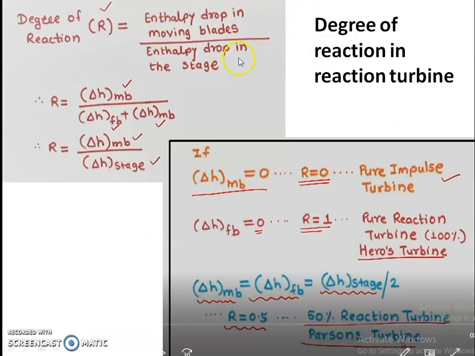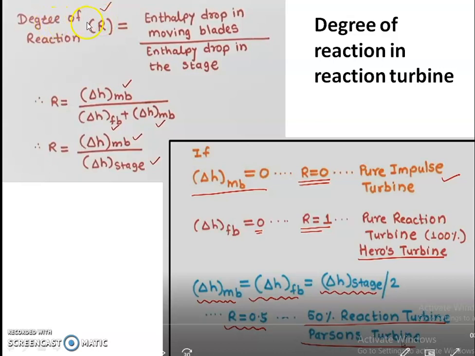Next, very important for the Parsons turbine, the degree of reaction in the steam reaction turbine is very important. The degree of reaction is defined as the enthalpy drop in the moving blade divided by the enthalpy drop in the stage. There is 50% enthalpy drop in the nozzle section and 50% enthalpy drop in the moving blade. Finally we get the del H stage for the reaction turbine, with 50% pressure drop in the nozzle section and 50% pressure drop in the moving blade section.